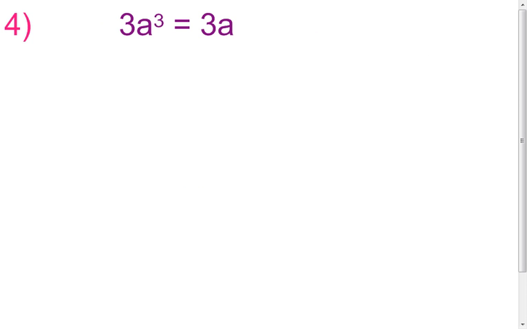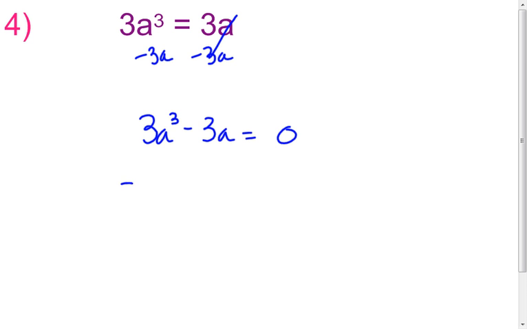Alright, this one, again, is not set equal to 0, so I want to move everything so that it is. You want to list these terms in order of descending exponents, so the biggest exponent needs to come first. So I have 3a cubed minus 3a set equal to 0. So I've got it set equal to 0. The next step is to see what you can factor out. So in this case, I can factor a 3 out, and I can factor an a out.